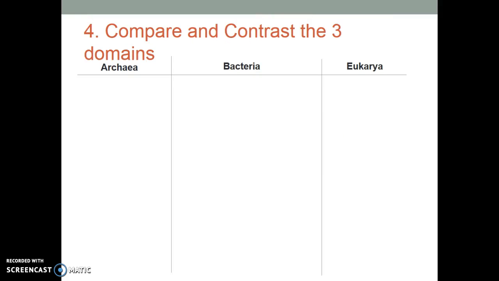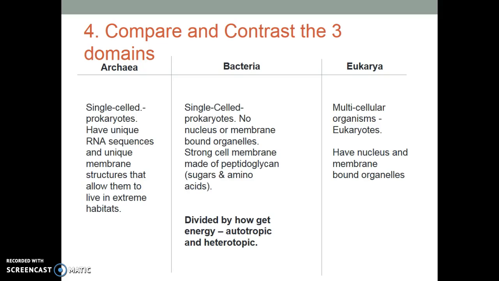Question number 4, compare and contrast the 3 domains: archaea, bacteria, and eukarya. Archaea are single-celled prokaryotes, which means they have no nucleus and no membrane-bound organelles. They have a unique RNA sequence and a unique membrane structure on their cells that allow them to live in extreme habitats. Keyword, extreme habitats.